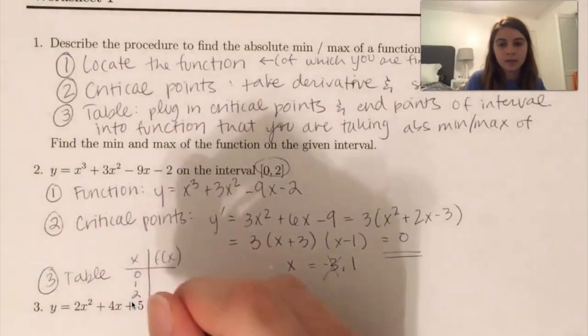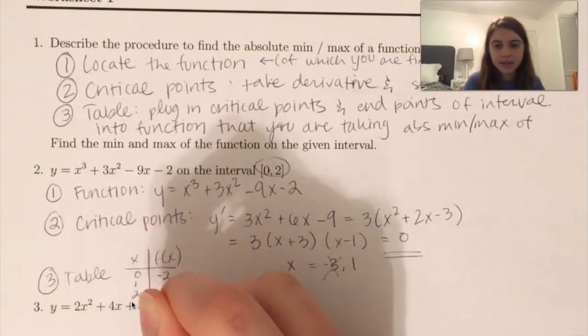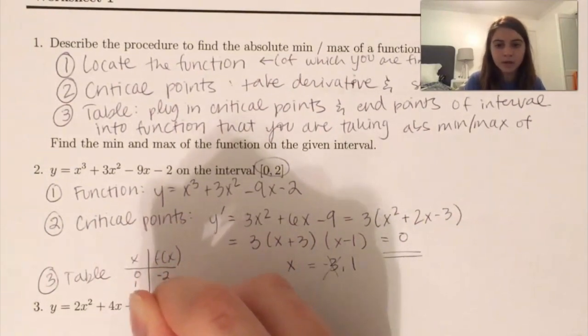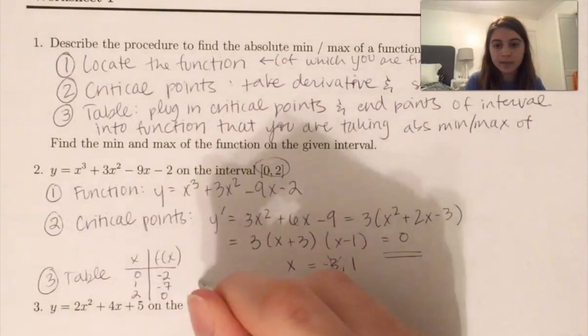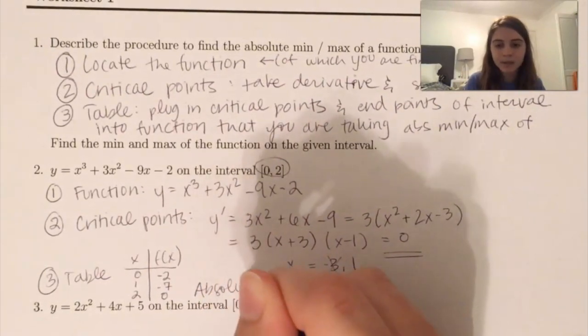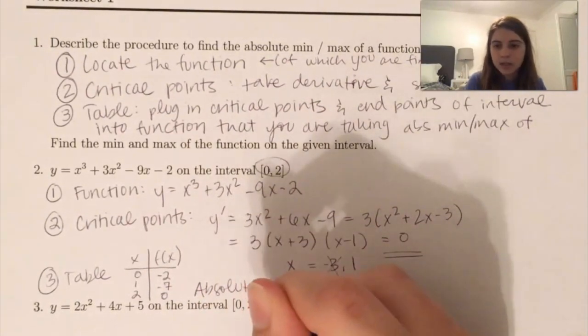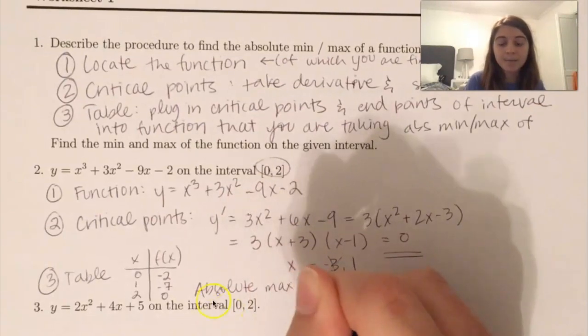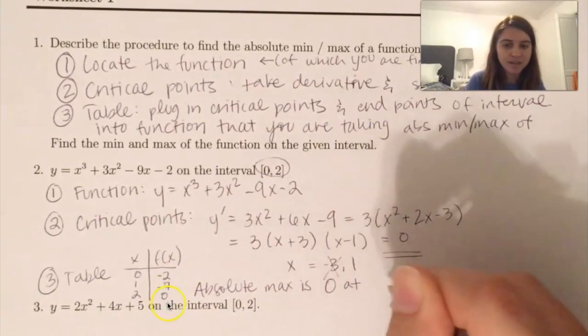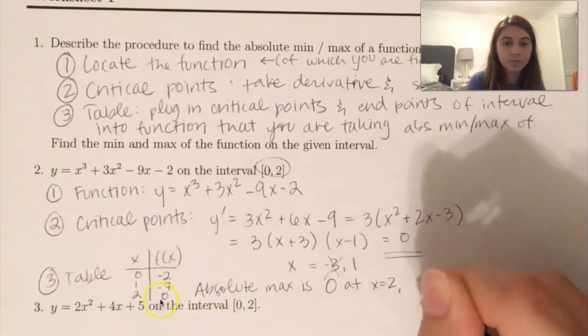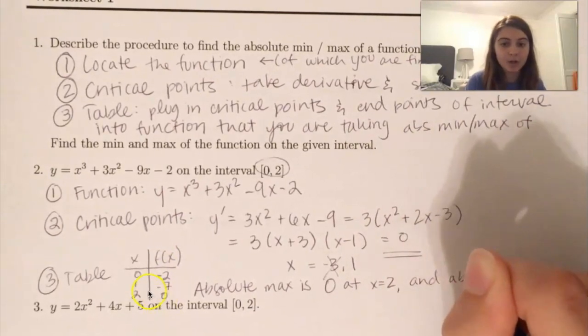And so then we're going to plug in 0, which is -2. Plug in 1, you get 1 plus 3 minus 9 minus 2, which is -7. And plug in 2, and you're going to get 2 to the third plus 3 times 2 squared minus 9 times 2 minus 2, and that's going to equal 0. So our absolute maximum here is 0. That's the biggest y value, and that occurs at x equals 2.